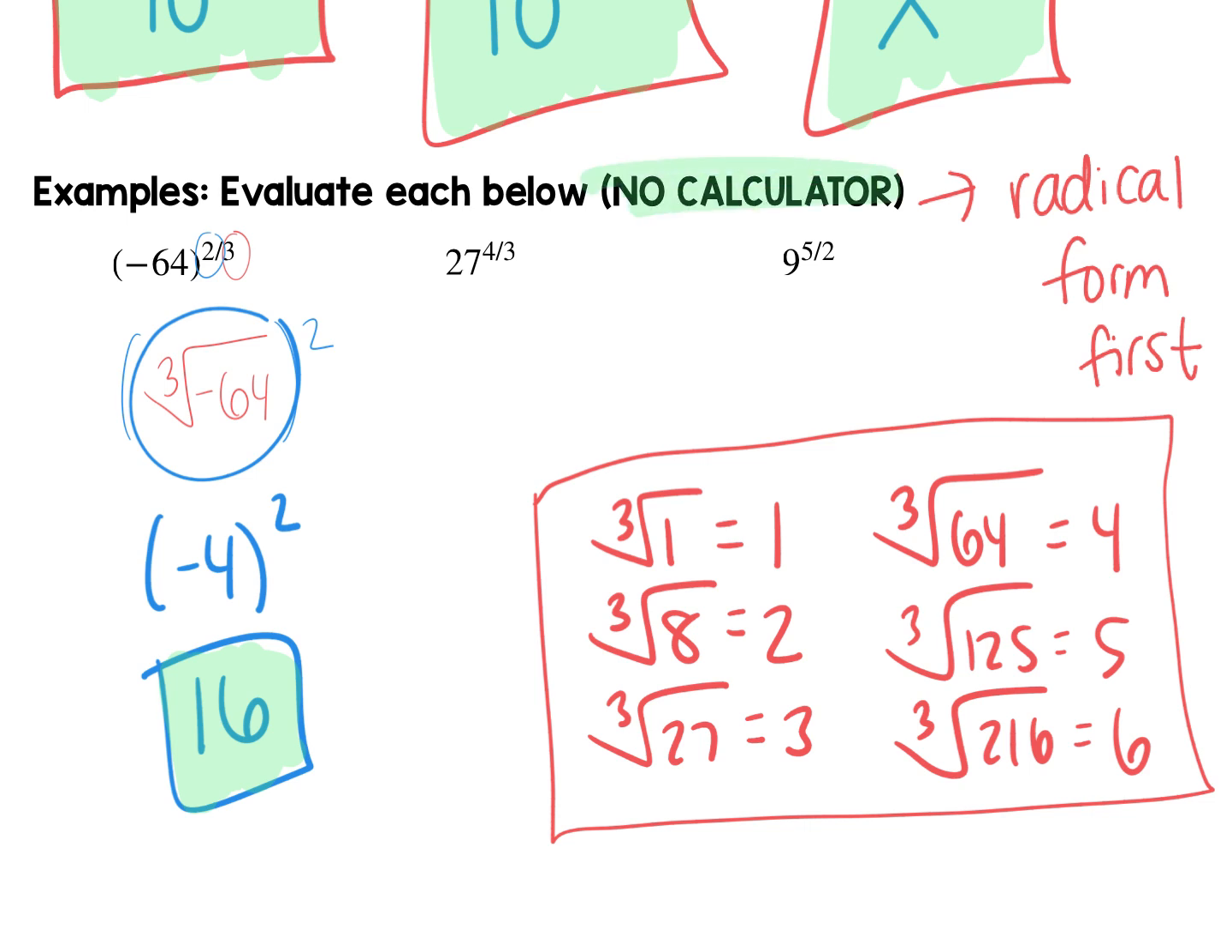This next one, you're going to take 27 as your base. Your base never changes, so leave that 27. This is the kind of root it is, so it's the 3rd root of 27. Remember, the top of the fraction is the power. So to the 4th power.